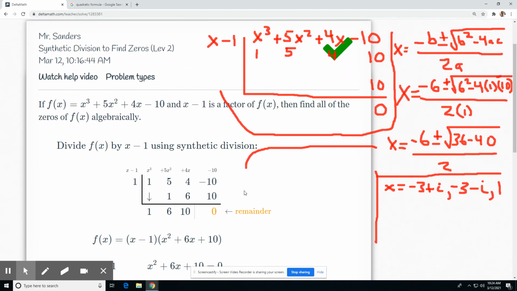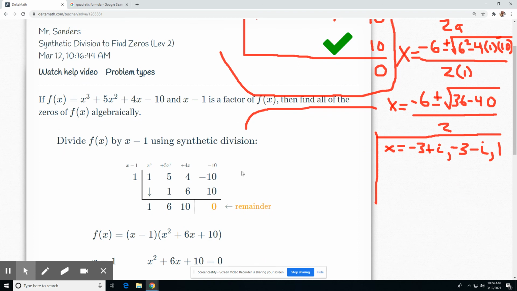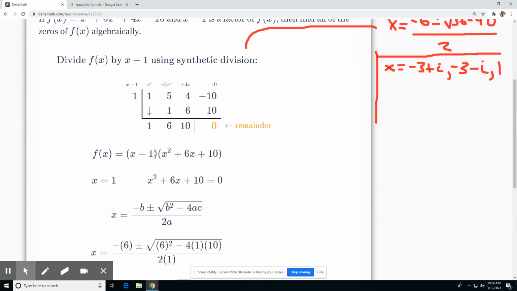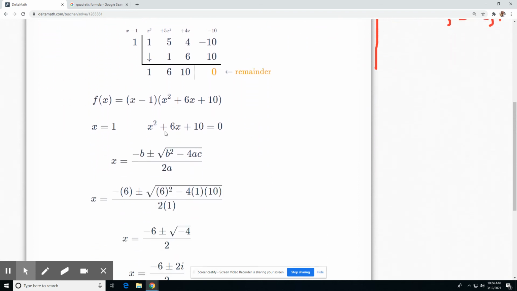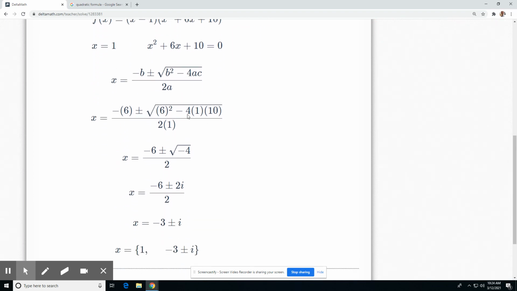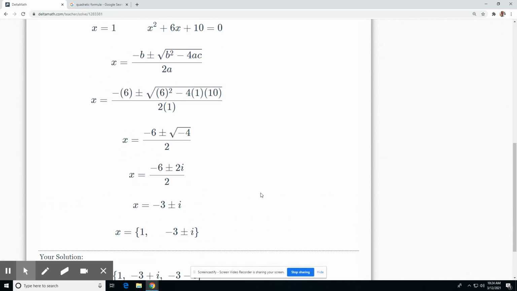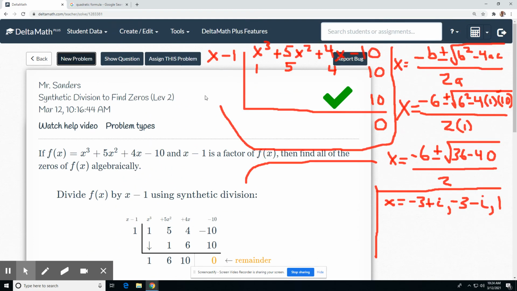Okay. Got it. So let's see how they did it. Synthetic division, just like I did. Factored it out. Used the quadratic formula here. I like testing to see if this factors. Plugging everything in. All the steps were pretty much the same and got it. Okay. So all your problems are going to be very similar to these two.